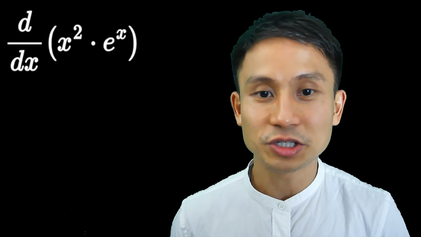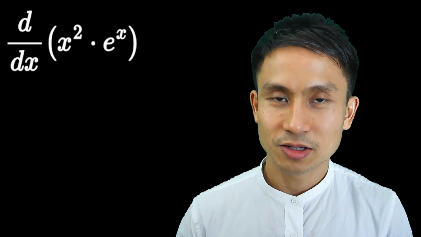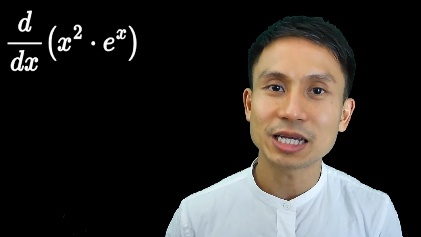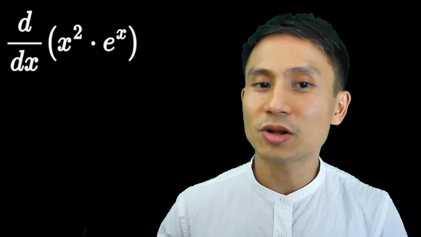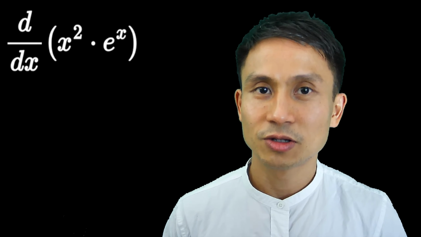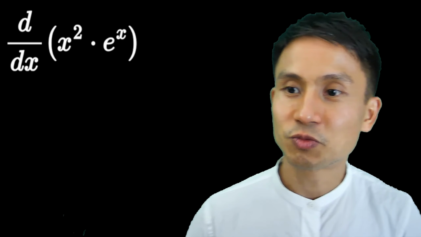Here we have to differentiate the expression x squared times e to the power of x. So at first glance, you can see that this is a product between two functions, a polynomial and an exponential function, and it seems like you cannot really simplify any further. A product of two functions means that we need to use the product rule. So let's bring in the product rule.